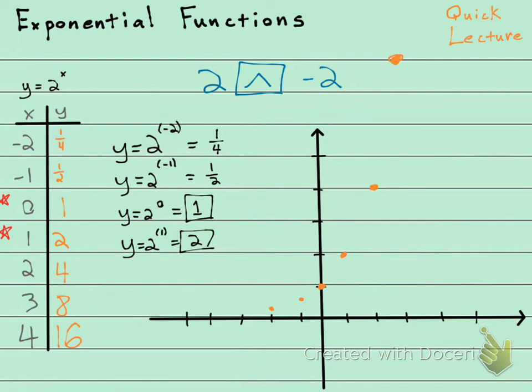Okay, so you see this basic shape? As it goes to the left, it gets closer and closer and closer to 0, but never touches 0. Okay, and that's because we have an asymptote right here at y equals 0. So our asymptote is y equals 0. If you move this graph up or down, that asymptote is going to move up or down with you.